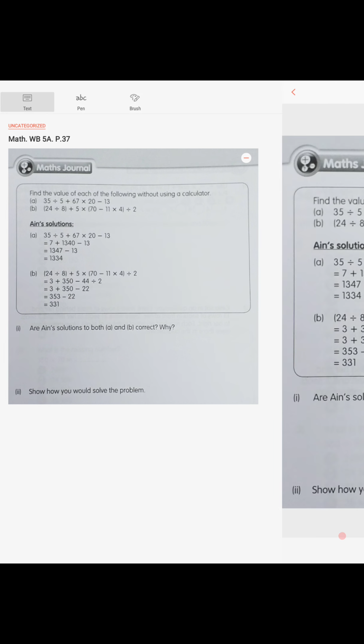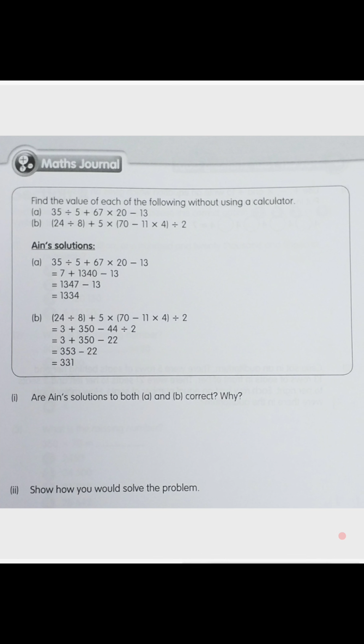Alright, page 37, math journal. This is interesting. Let's take a look at the picture. Find the value of each of the following without using a calculator. And here are the solutions of the girl, and they're asking us a question: are A's solutions to both A and B correct, and why?